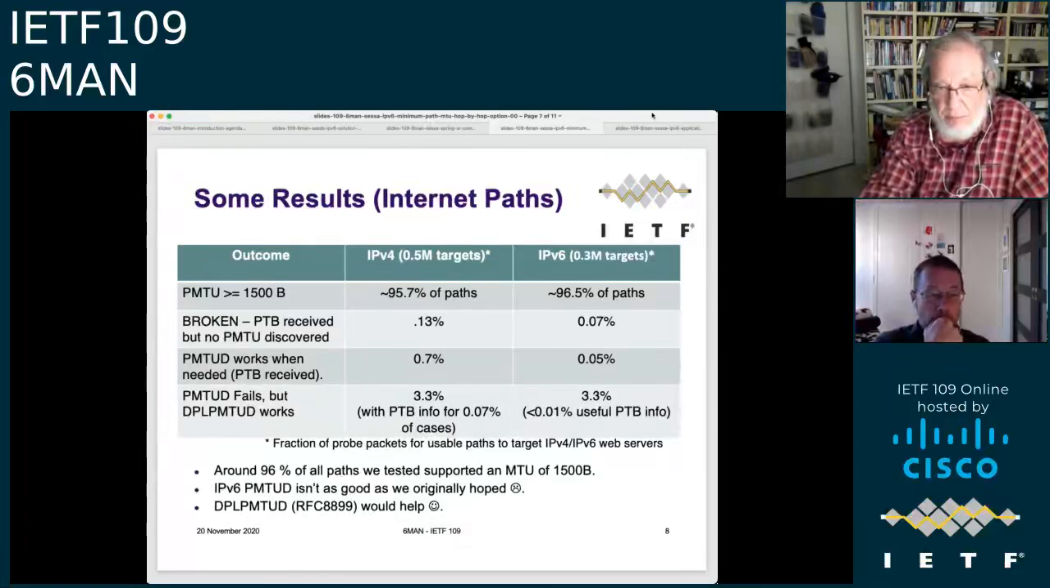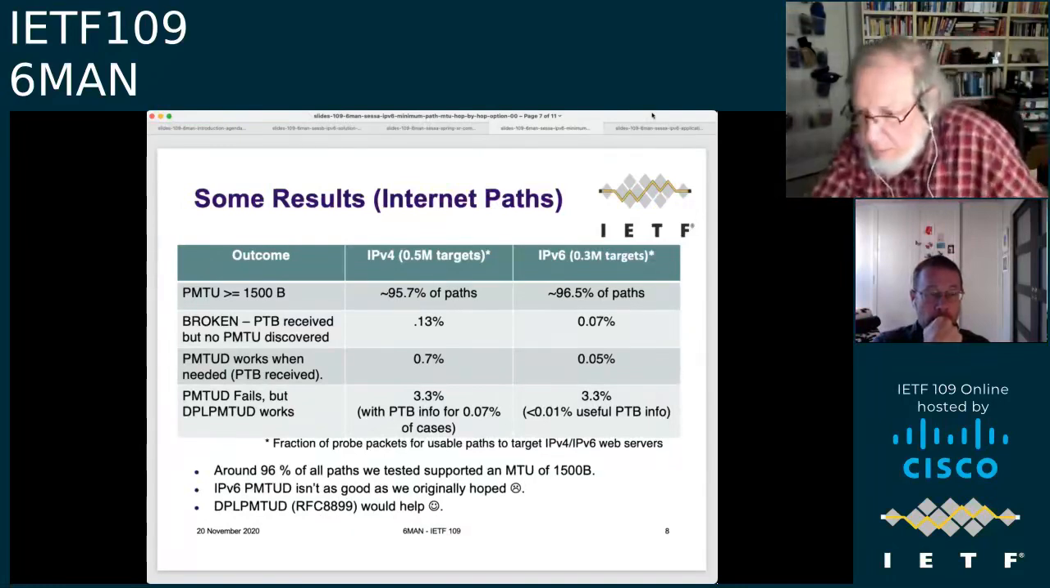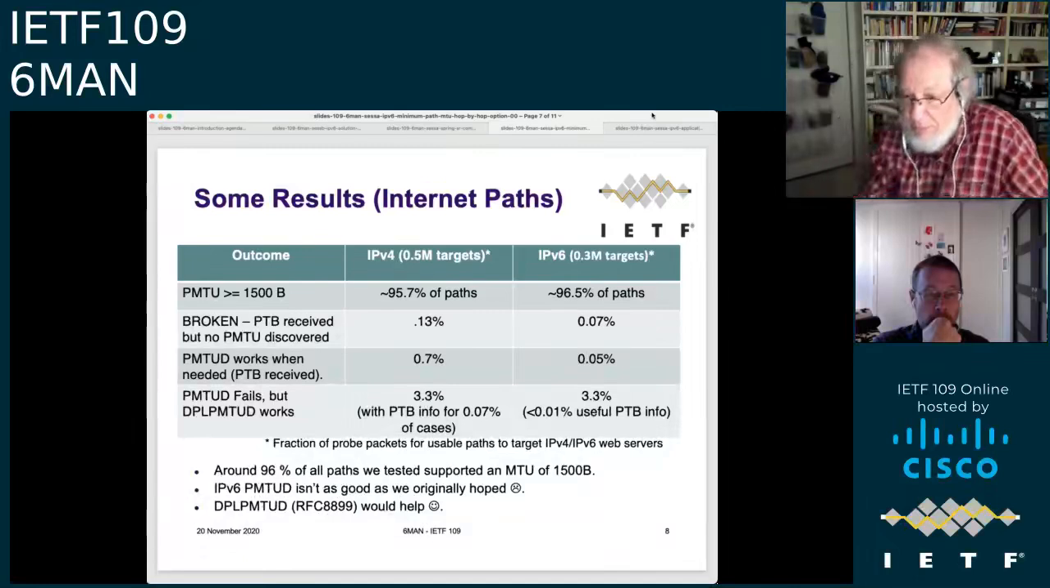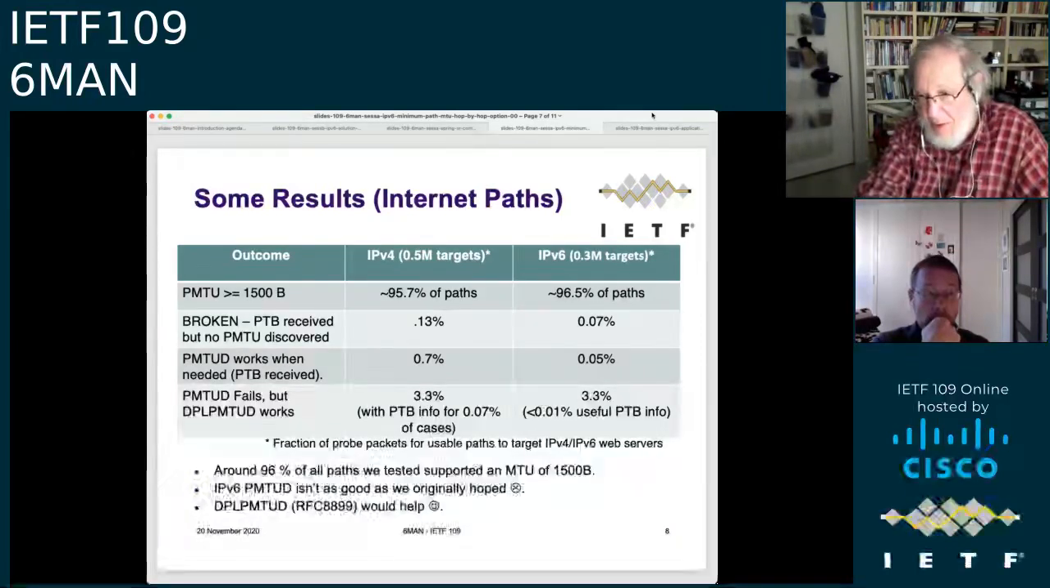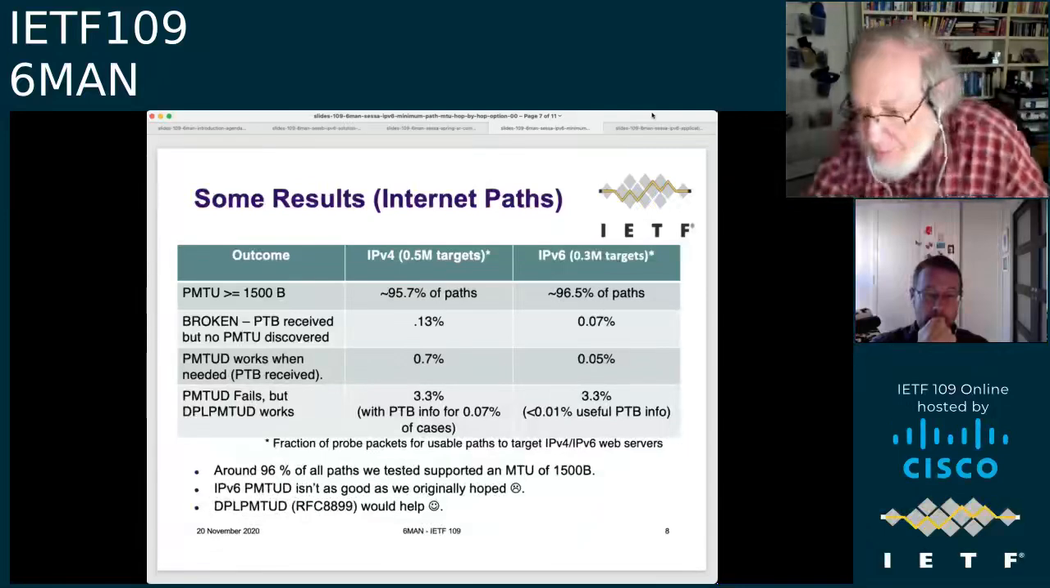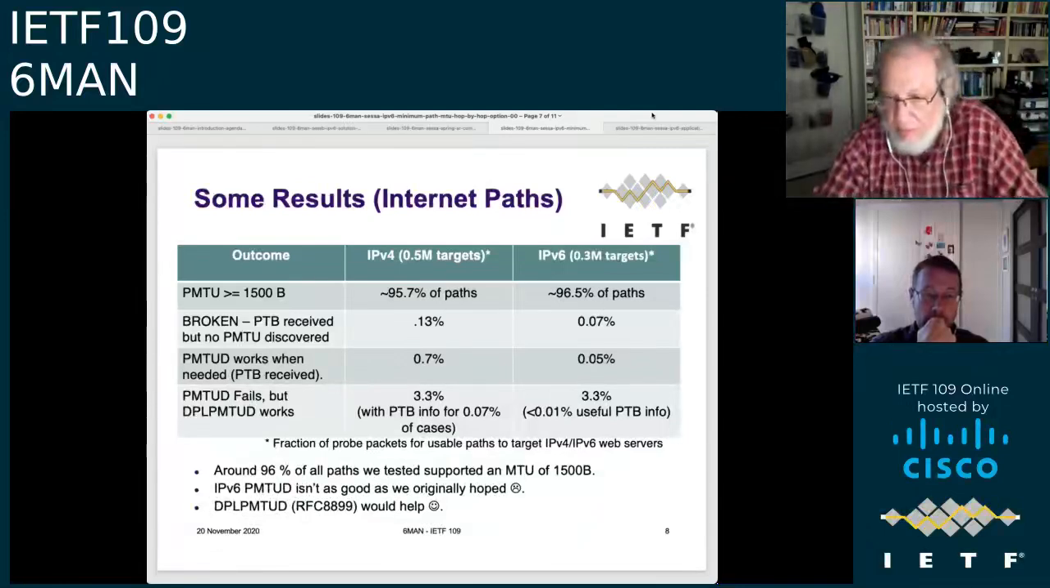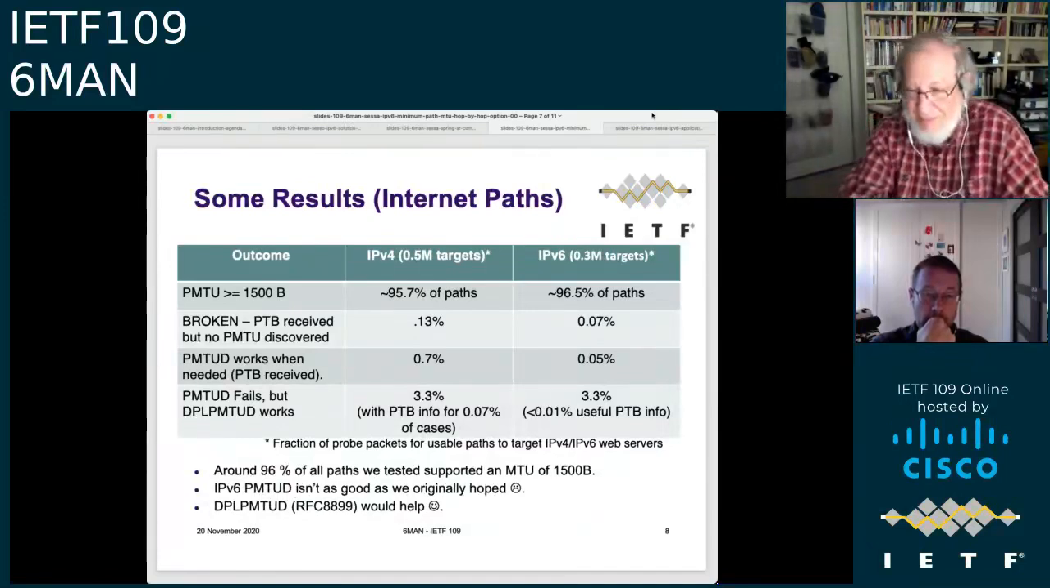For about 0.07%, we got a PTB message back from a router on the path, but then we still couldn't make the path work. Okay, these are just broken paths. Sometimes the internet isn't working, or maybe the target server isn't actually online. So 3.3% of paths didn't give us a PTB message that actually told us a workable path MTU. Maybe they gave us a PTB message, but it didn't actually work because there was another bottleneck further down, or more likely we got no PTB message at all.